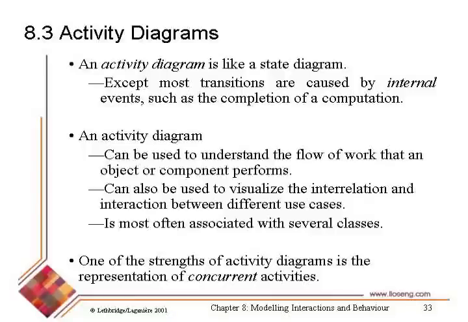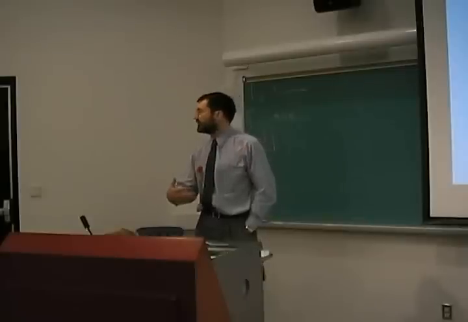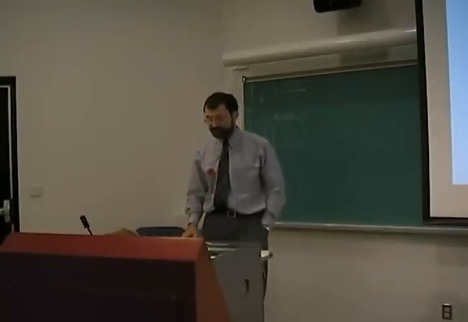And we use them to model flow of work, or perhaps interaction between use cases. We'll see that in a few minutes. And very often several classes working together as they do various things and interact with each other. Okay? And one of the powerful things about them is their ability to show concurrency. We've seen concurrency before. Concurrency is pretty key and critical in the client service systems that we've seen, because we have these tasks that work concurrently in parallel with each other.